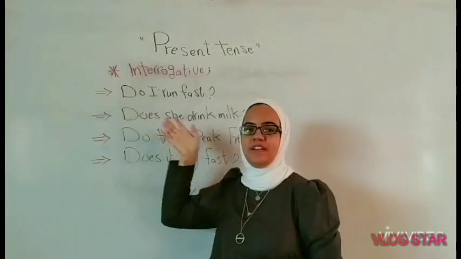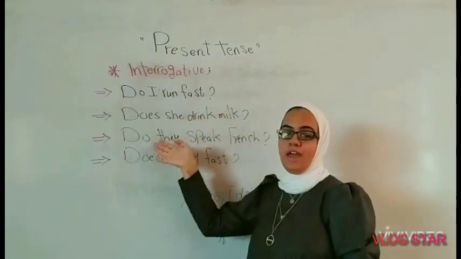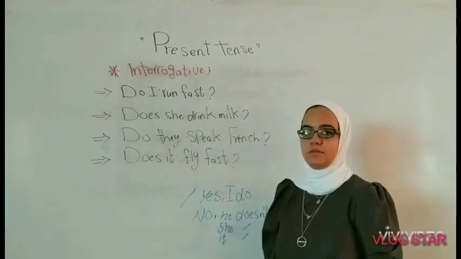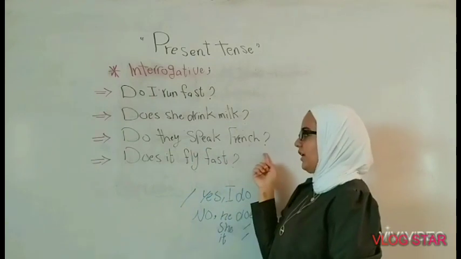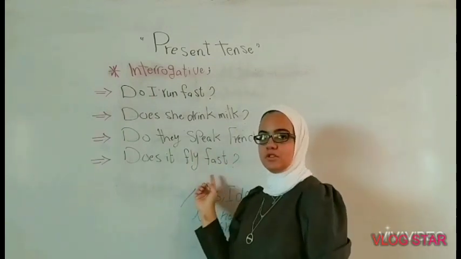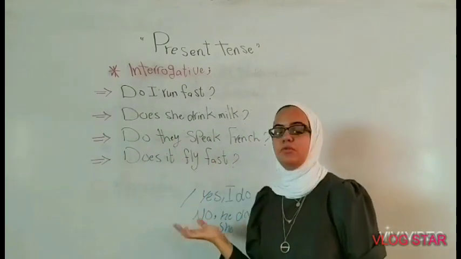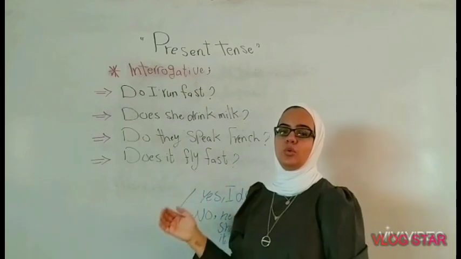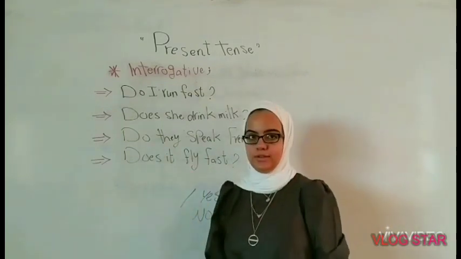Talking about the interrogative, which is the question form, we use do and does to start the question. For example, do I run fast? Does she drink milk? Do they speak French? Does it fly fast? So we start with do and does. And of course, as I said before, we use do with I, you, we, and they, and we use does with he, she, or it.